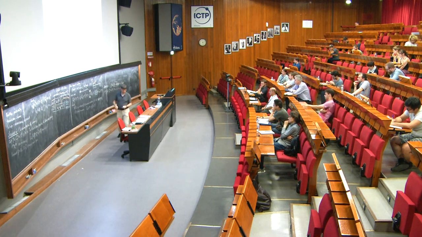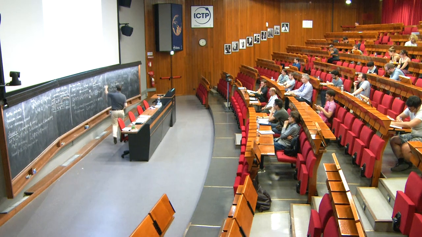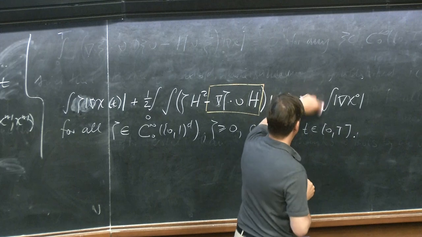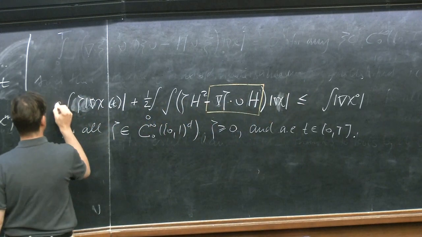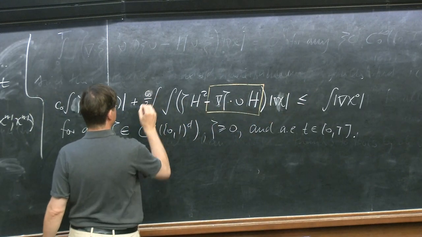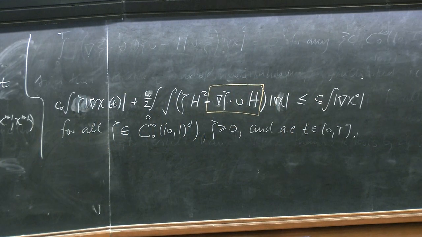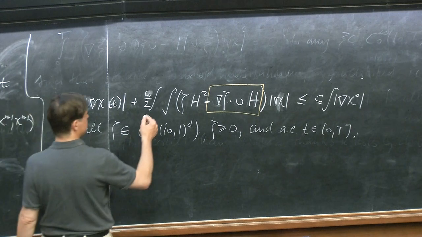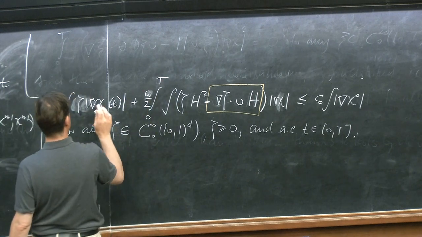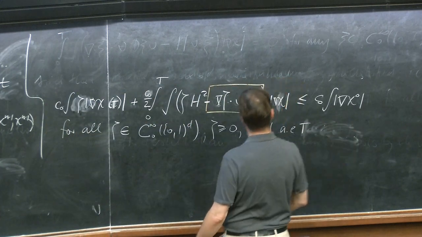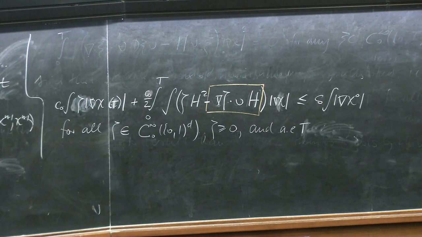So let me, to make it look the same, let me put the 1/2 here. And let me put a C0 in front of everything, which was this constant for which we have gamma convergence of the functionals. And now how do I want to relate this? And let me call this here capital T.